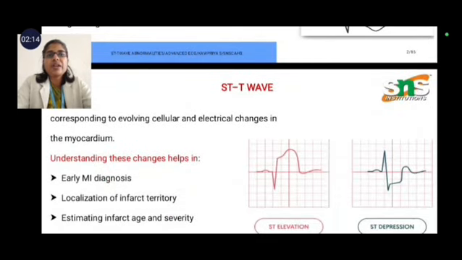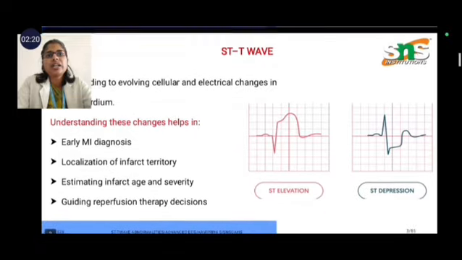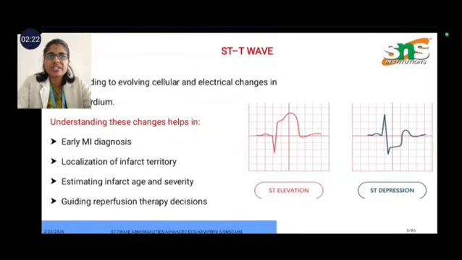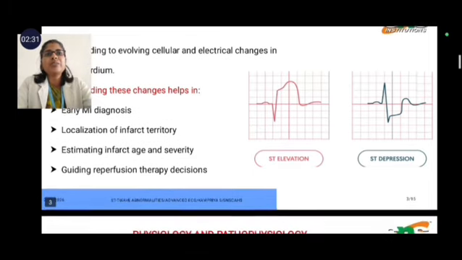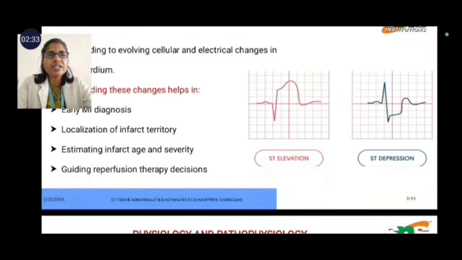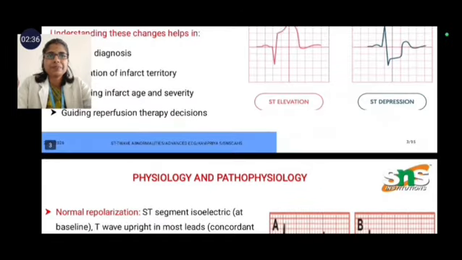So the ST T-wave changes correspond to the evolving cellular electrical changes in the myocardium, which help in early MI diagnosis, localization of infarction, estimating infarction age and severity, and guiding reperfusion therapy for the myocardium. Here the one is ST elevation, the other one is ST depression.